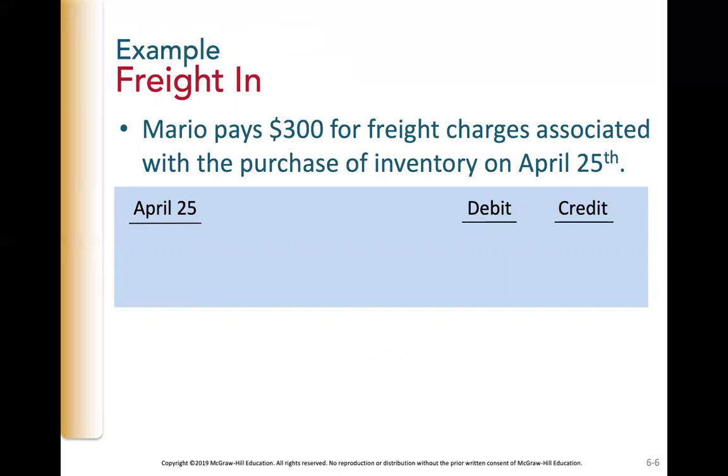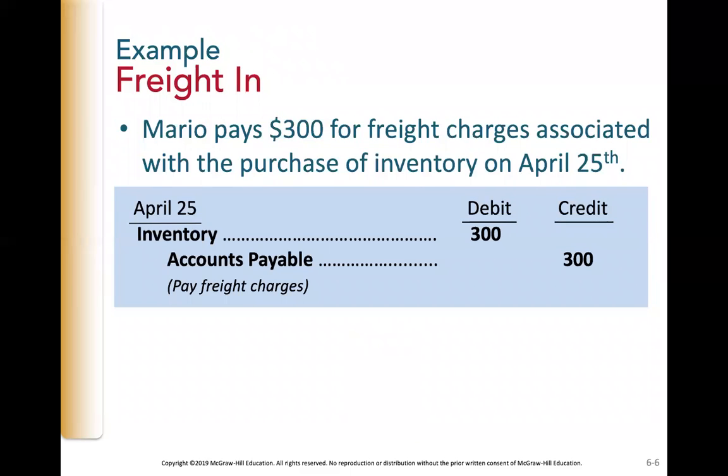So to record the $300 freight cost, you would debit inventory for $300 and credit accounts payable for $300. This is him recording the freight charges. Had he paid the freight in cash, then it would be a credit to cash. Later, when that inventory is sold, those freight charges become a cost of goods sold because they'll be shifted from inventory to cost of goods sold.